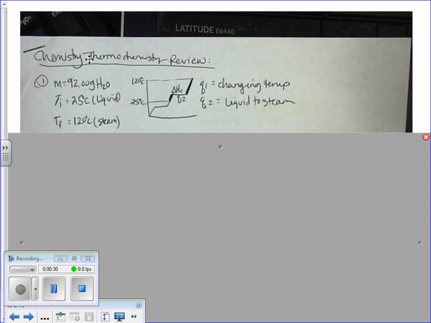So for number 1, you guys probably noticed number 1 for my problem set. Does anybody have the review right in front of them? Mine is not right in front of me for some reason. What does it say for number 1? It says how much heat is absorbed when 92 grams of water at 25 degrees Celsius is converted into steam at 120 degrees Celsius. Perfect. So 25 to 120.